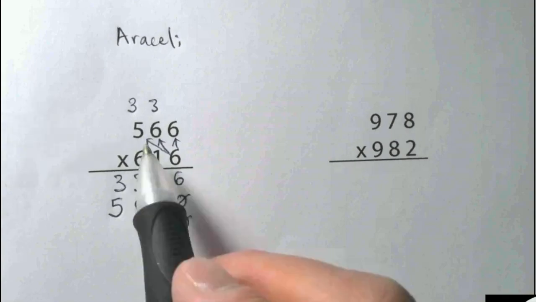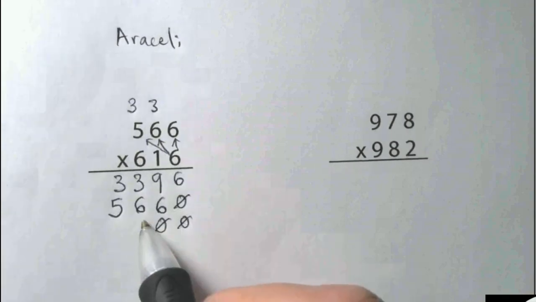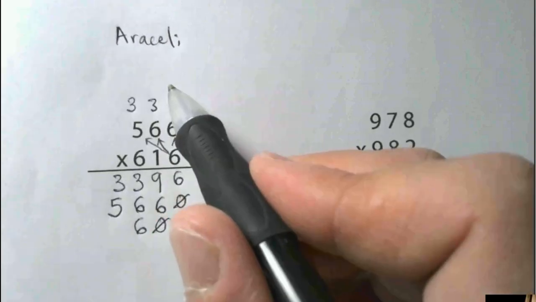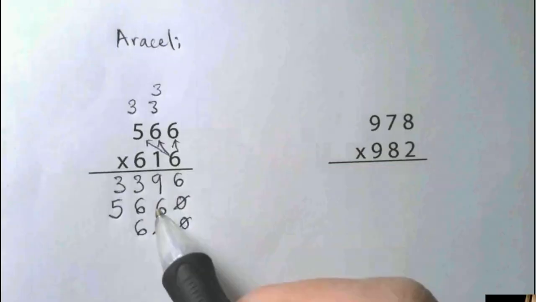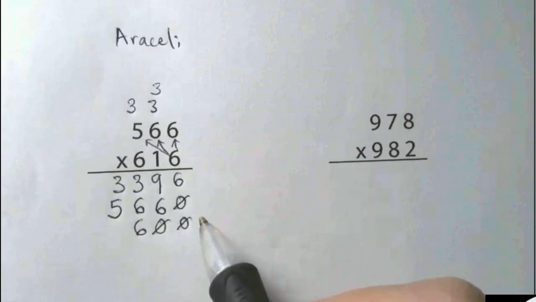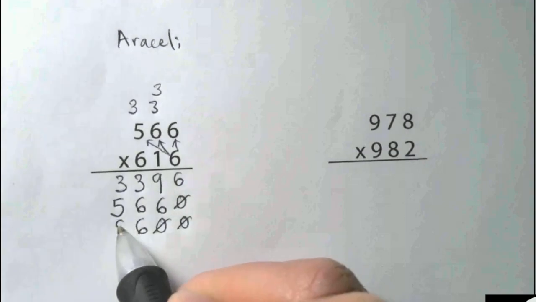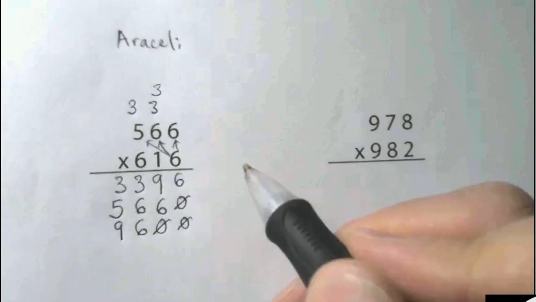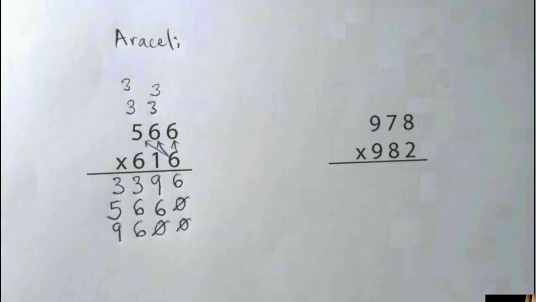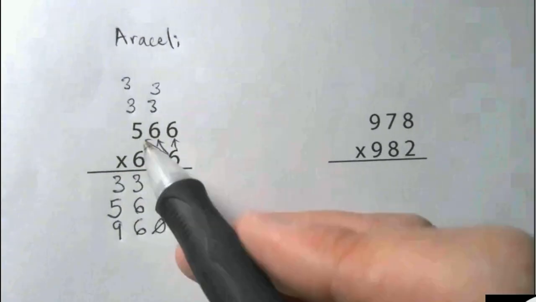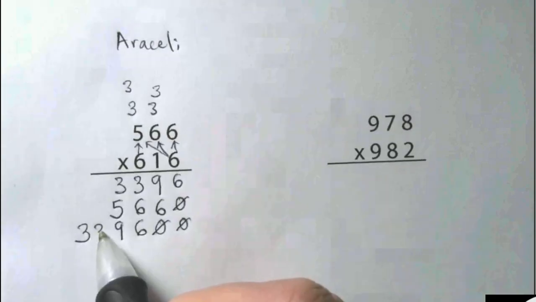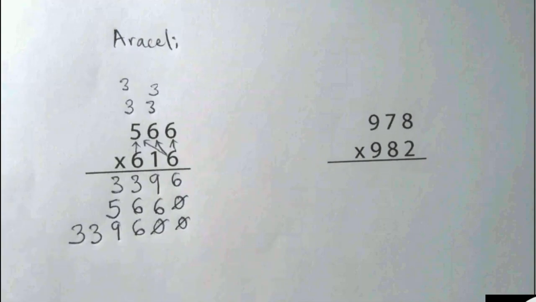And you multiply 6 times 6, which is 36. And you carry the 3. Then you multiply 6 times 6, which is 36, plus 3 is 39. And you carry the 3. Okay. Then you multiply 6 times 5, which is 30, plus 3 is 33. And then what do you do next, Araceli? You add.